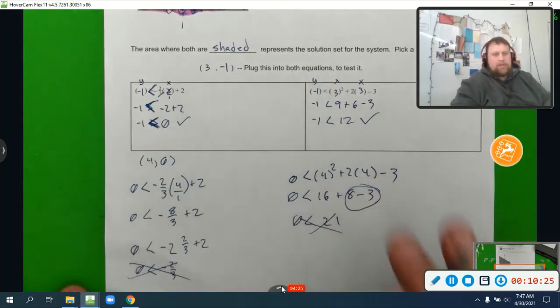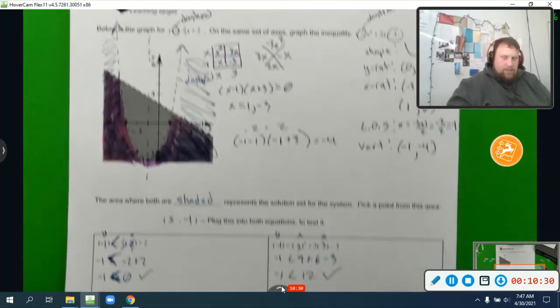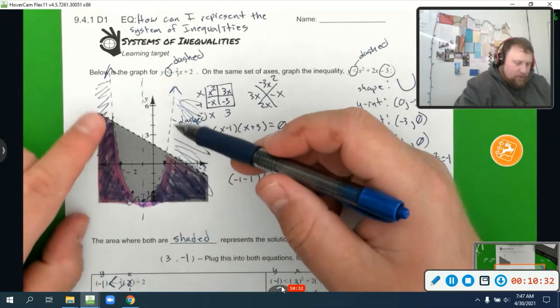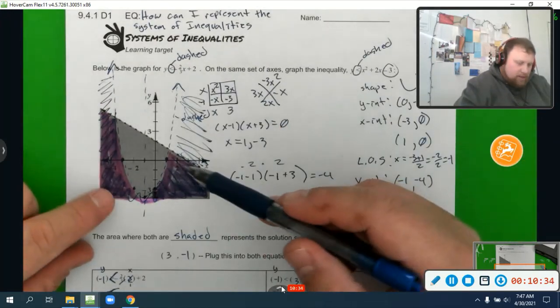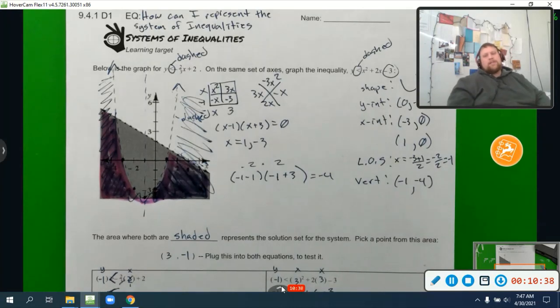We're going to actually explore this concept more in a future lesson. But you guys are seeing here, we just graph them both on the same set of axes. We find the solution region where they're both true, and we can pick a point out there and test it.